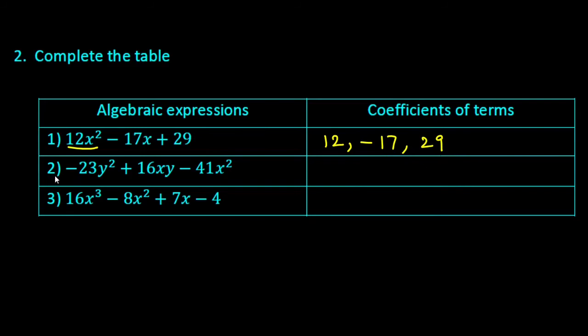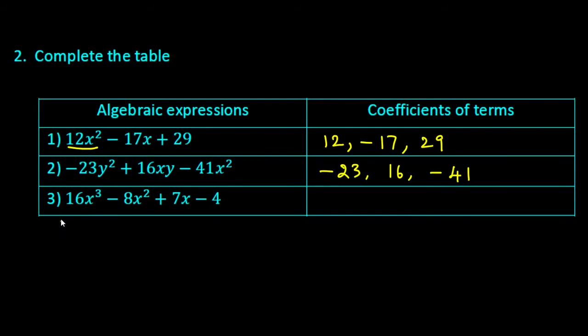Then the second algebraic expression: minus 23y square. The coefficient of this term is minus 23. Then 16xy. The coefficient of this term is 16. Then minus 41x square. The coefficient is minus 41.